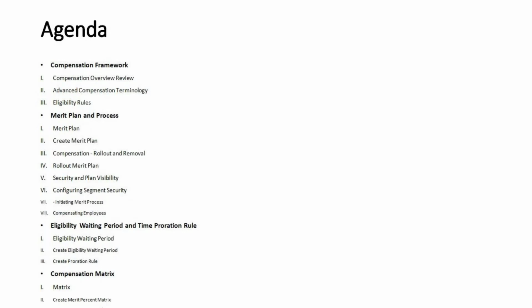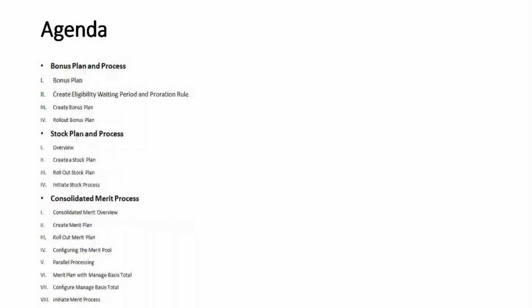And then we have some kind of matrix here. So we'll be creating the compensation matrix, and we'll be learning how the matrix is created. We'll be knowing that information here. And then we'll be getting into bonus plans, what kind of bonus plans are available, and what could be the eligibility rules for those bonus plans.